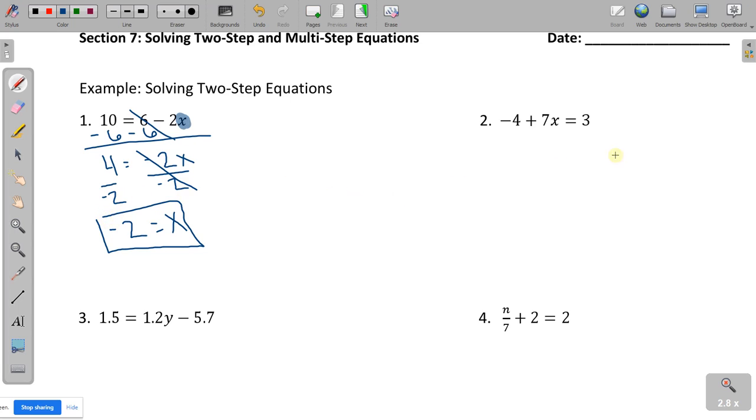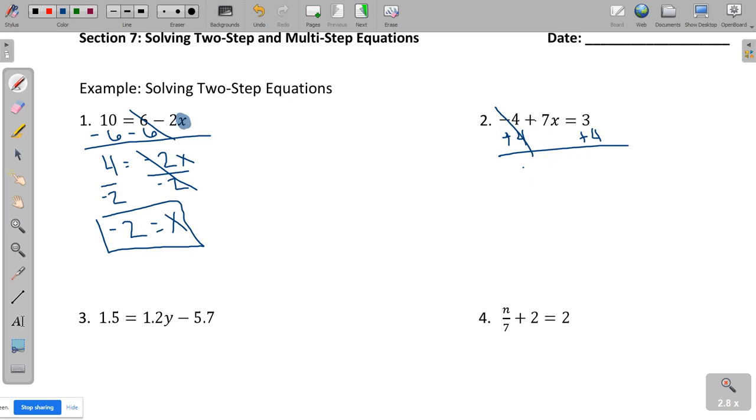Let's look at the next problem. We have negative 4 plus 7x equals 3. We have to isolate x, so we have to get rid of that loose number first. That loose number is negative 4. So think of it as minus 4. The opposite of minus 4 is add 4. What you do to one side, you have to do to the other. We have to keep it balanced.